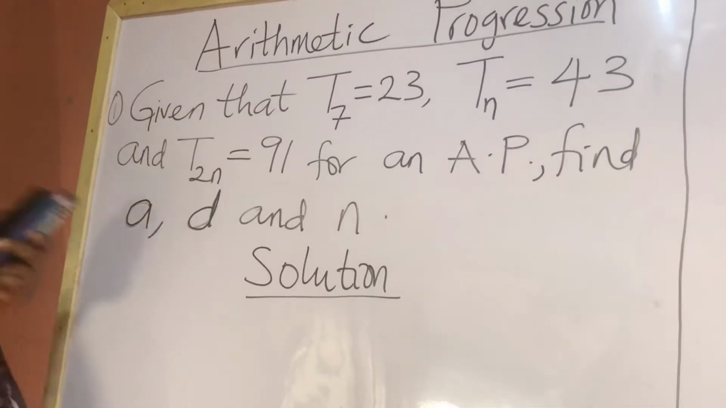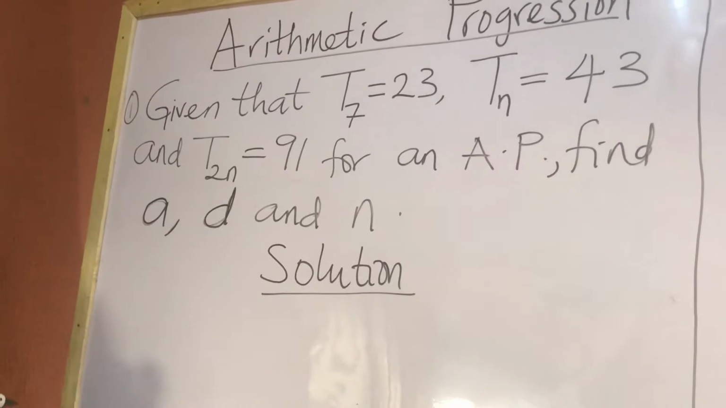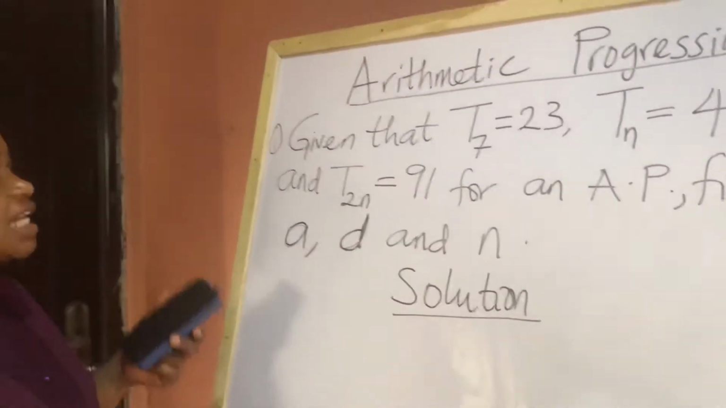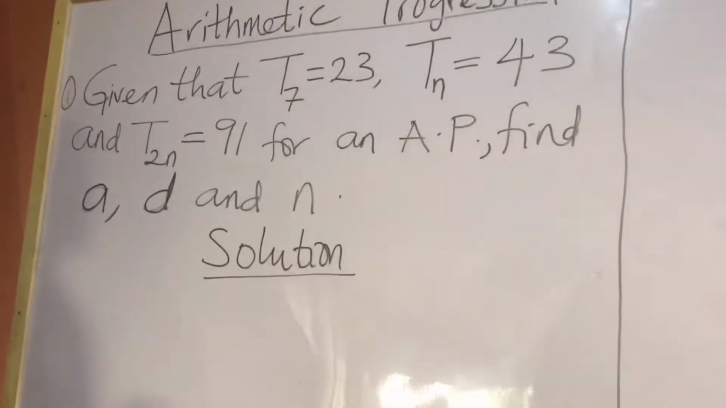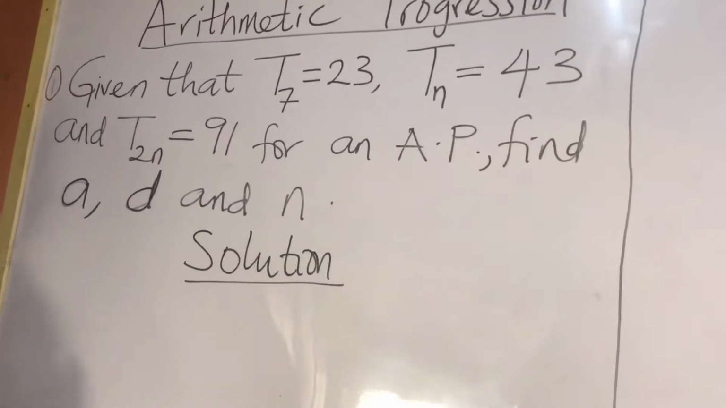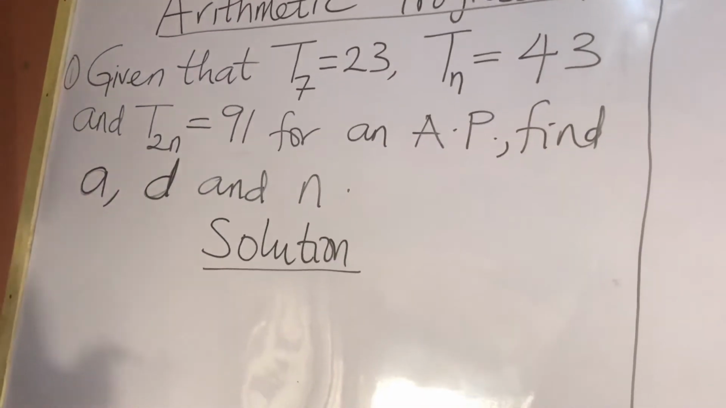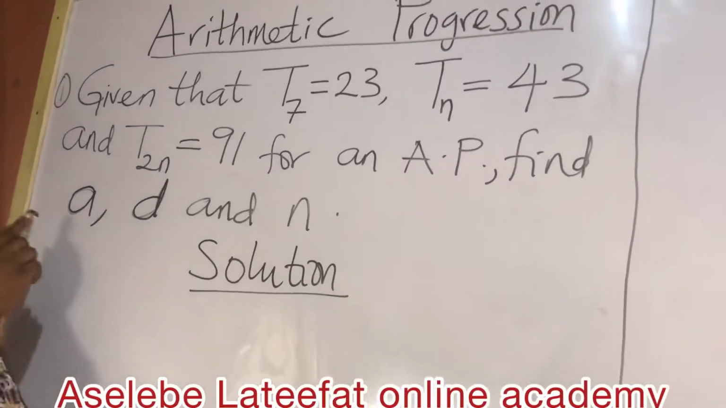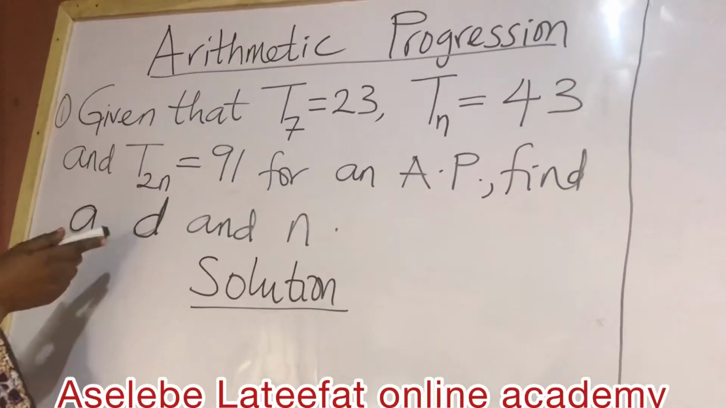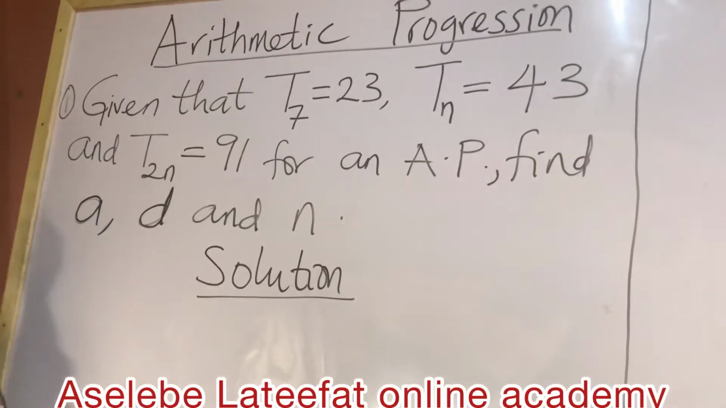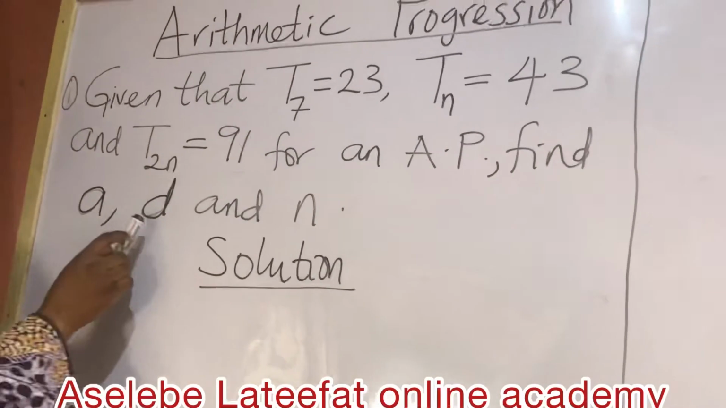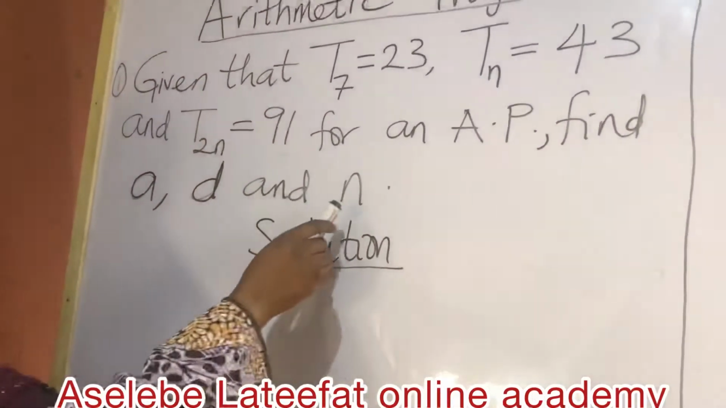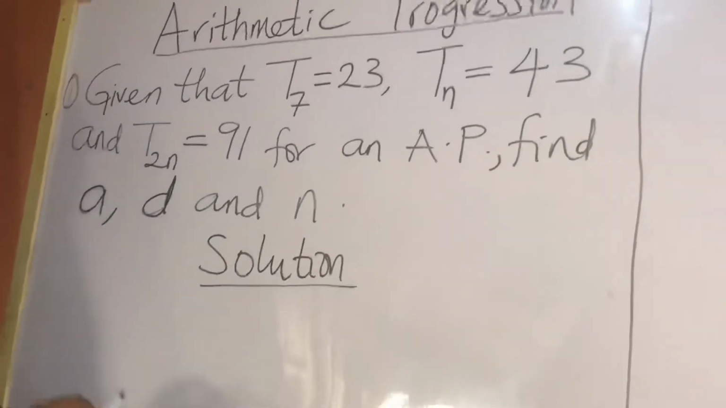I quickly want us to solve this question. It's still on arithmetic progression. Given that the 7th term is equal to 23, the nth term is equal to 43, and the 2nth term is equal to 91 for an AP, find A, D, and N. We know that A in arithmetic progression is the first term, D is the common difference, and N is the number of terms.